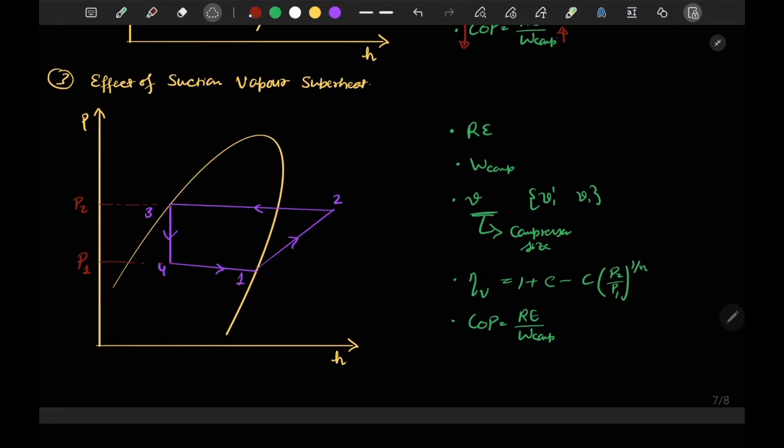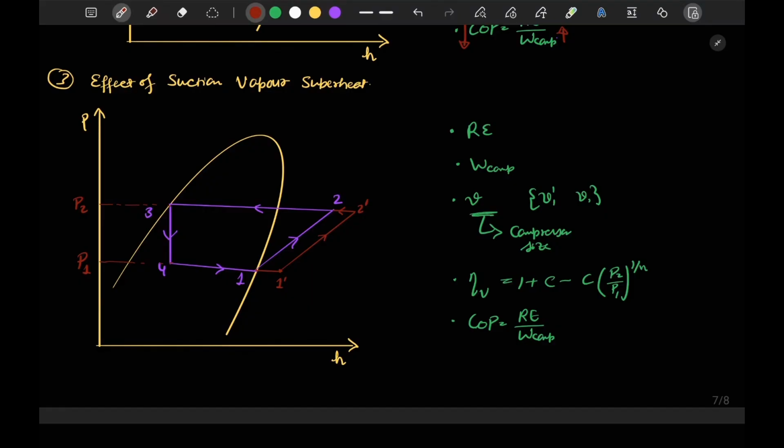So here is our suction vapor point 1. Since we have superheated it, this will happen at constant pressure, so the point moves from 1 to 1 dash. Now this will be compressed to a point, let's say 2 dash, and from 2 dash heat is released to the surroundings, and it is sent to your condenser.